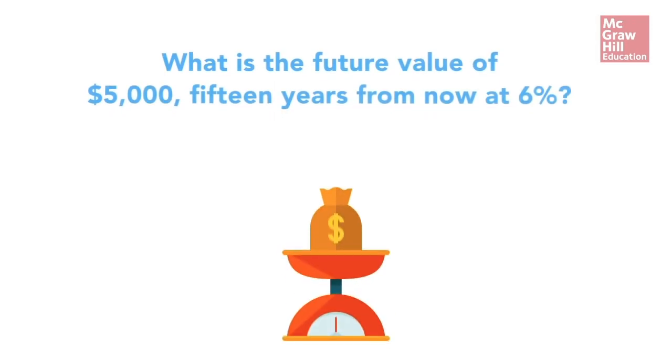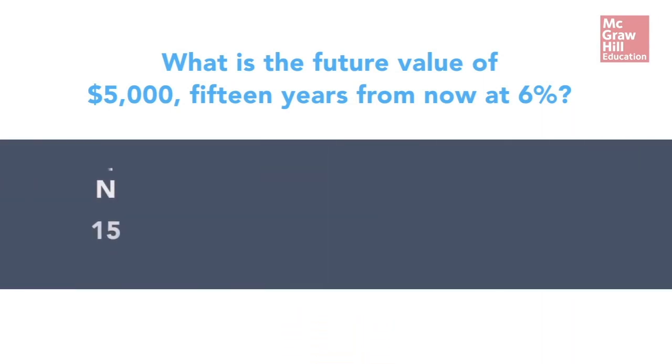Let's look at one more financial calculator problem. What is the future value of $5,000 deposited each year, invested for 15 years at 6%? Our keystrokes would be the following. N equals 15. I/YR equals 6. Notice this is not in decimal form.